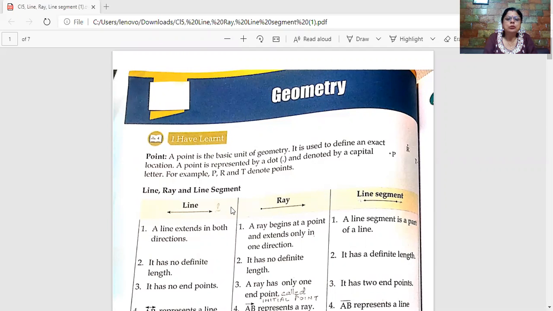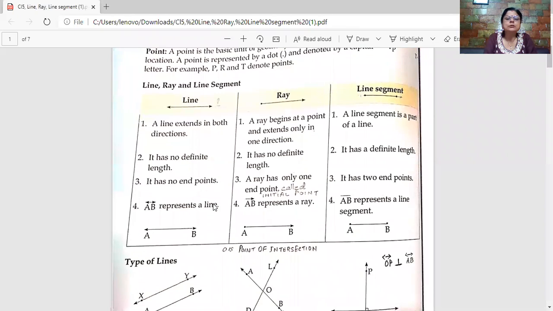Next we move on to line. Now this is the drawing of a line. And how do we represent a line? AB. We take 2 points on the line. Here we take a point A and here we take another point B, and then we write AB is a line.